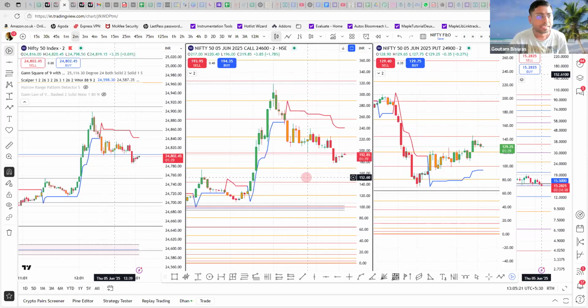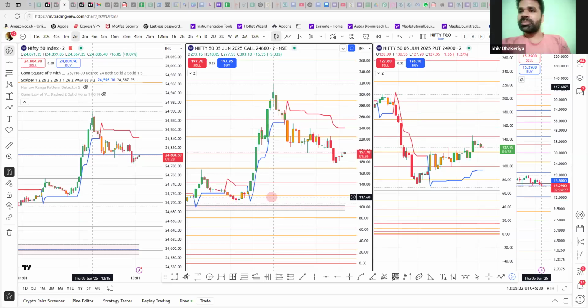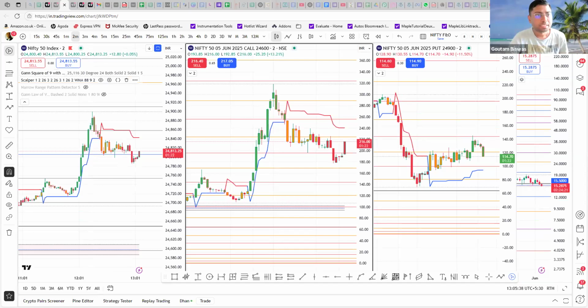So the foundation strategy is basically a trend following strategy, because as an option buyer, you need a trend, right? That is what you're going to trade. So whenever you get a trend, you are going to make money, right? Now, as you see, there are two indicators on the screen.